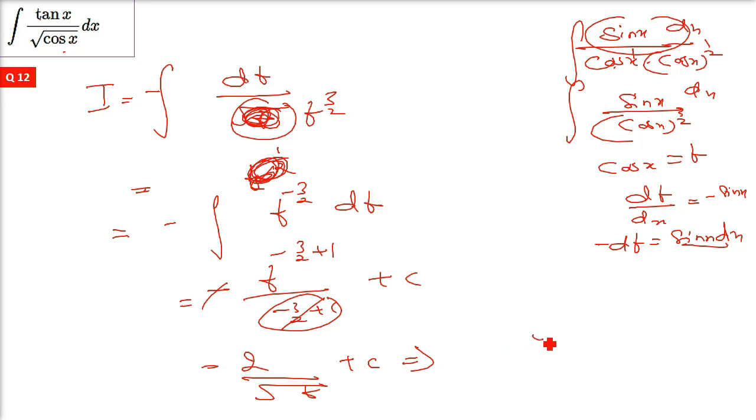Under root t is in the denominator now. So this negative was cancelled. In the previous question it was negative. Here it is not negative. So this was cos x. T was cos x. This is your final result.